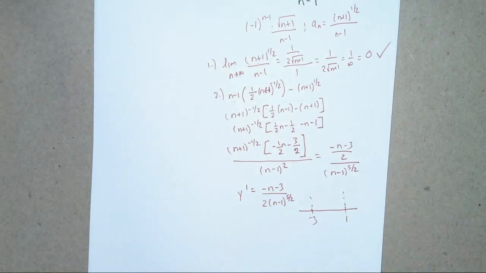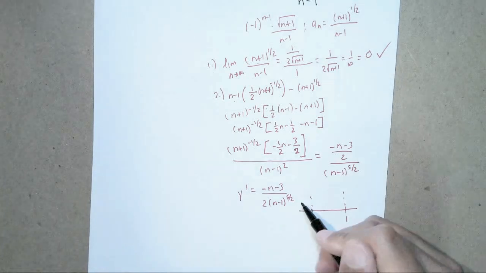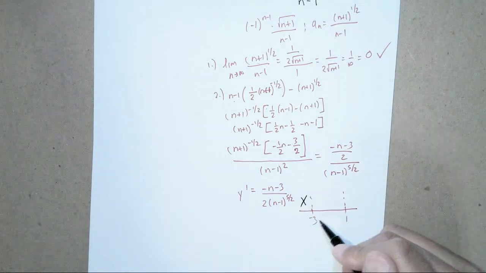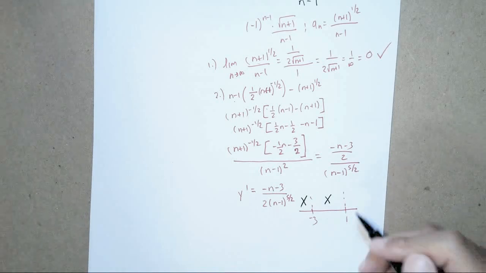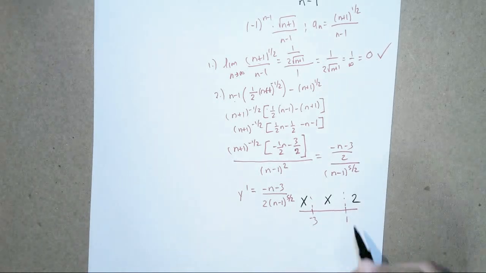Now, this is the thing that you have to remember. My series goes from 2 to infinity, so it doesn't really matter if I plug a number less than negative 3. Doesn't matter if I plug a number between negative 3 and 1. What I care about is 2 to infinity. So I'll plug in 2 into my derivative.